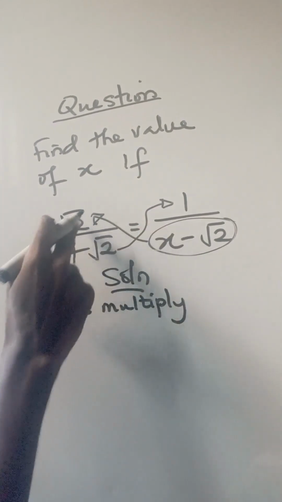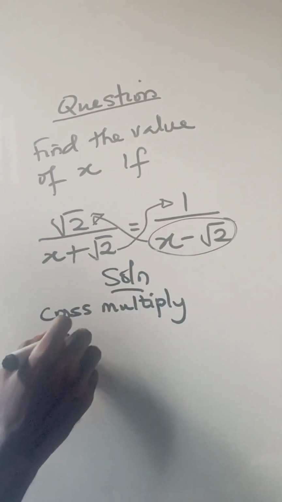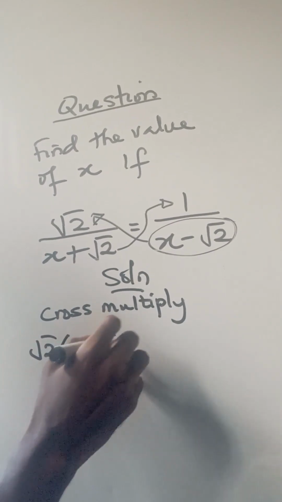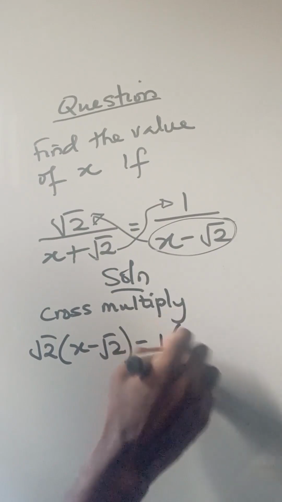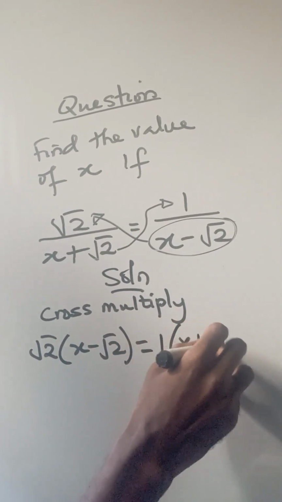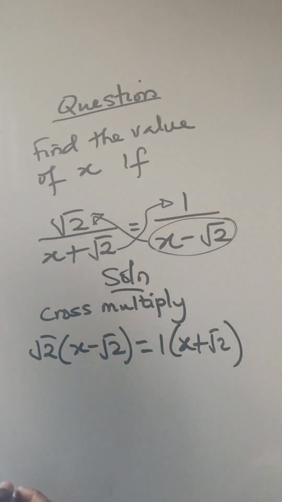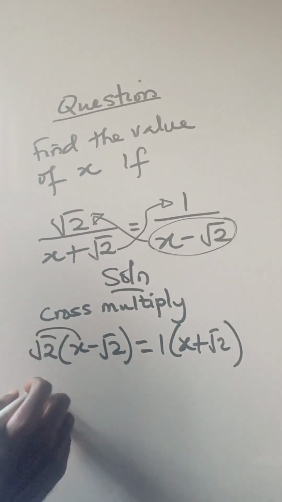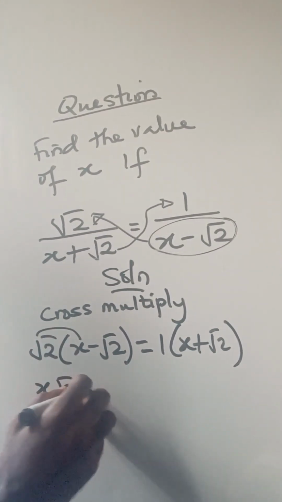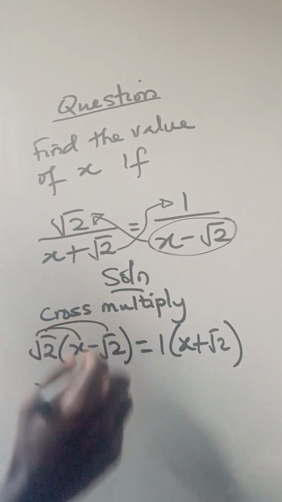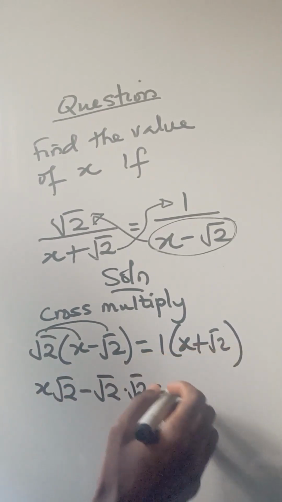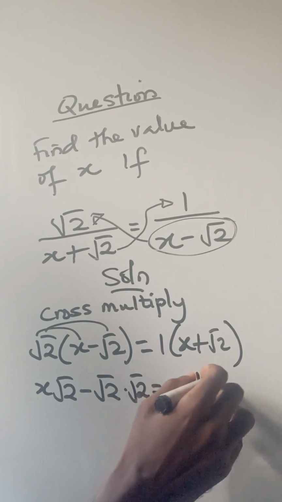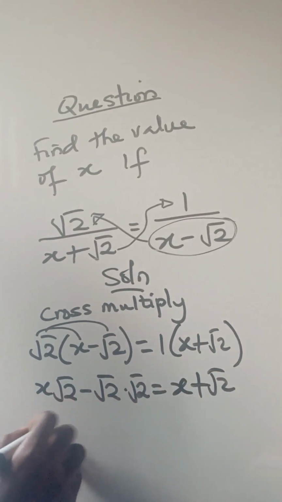So this will come and times this, so I have root 2 multiplied by x minus root 2, which is equal to this times this, so 1 times x plus root 2. That's our first step. So if we multiply this, this is x root 2 minus this times this again, so we have root 2 times root 2. 1 times this is still this.